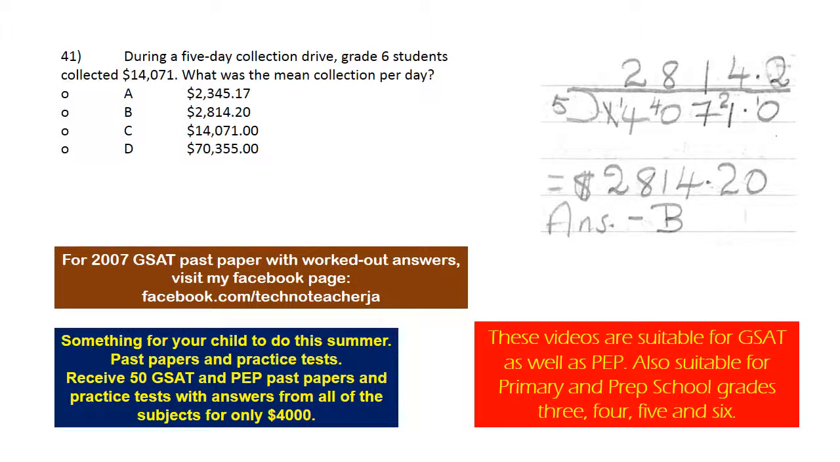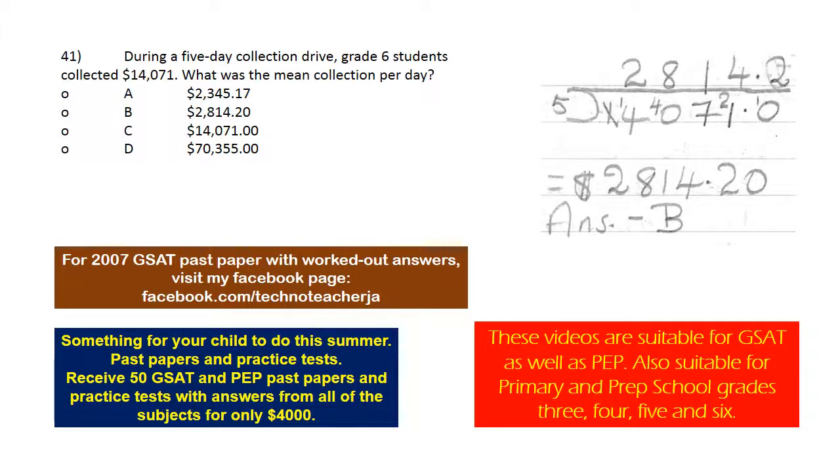So you line up the division symbol, and on the inside you put 14,071, and on the outside you put 5. Now let's divide. 5 into 1 we can't, so we cross out that 1 and put a small 1 beside the 4. That makes it 14.